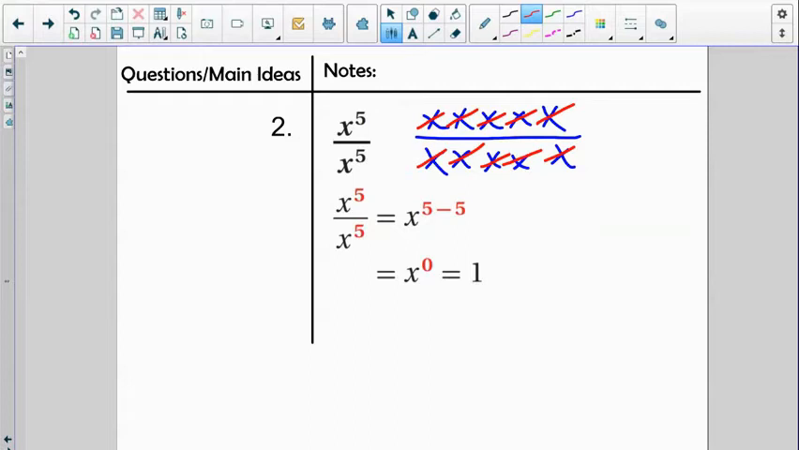There's not any x's remaining. That's why it was x to the 0 power. And why was it 1? Well, because anything divided by itself equals 1. So x to the 5th power divided by itself is also just going to equal 1.